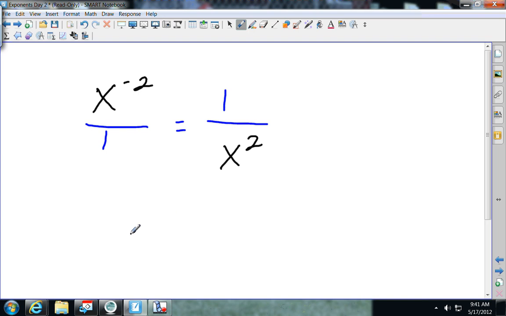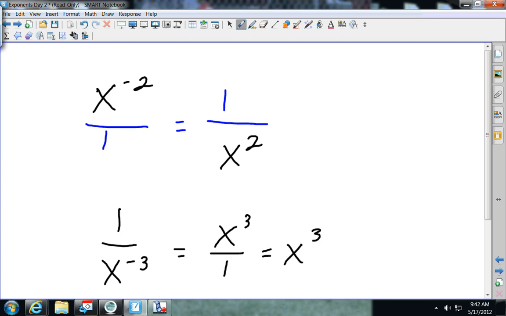So if I had 1 over x to the negative 3, how can I rewrite that to have a positive exponent? If I flip it over, it becomes x to the 3rd power over 1. I know that anything over 1, I don't have to write the over 1, so it's x to the 3rd.